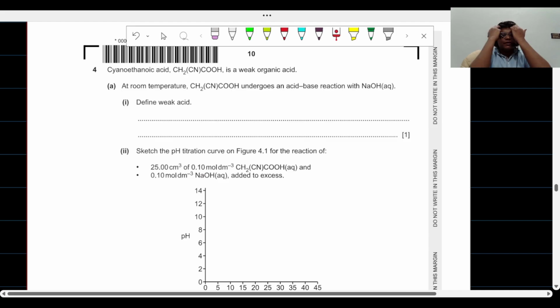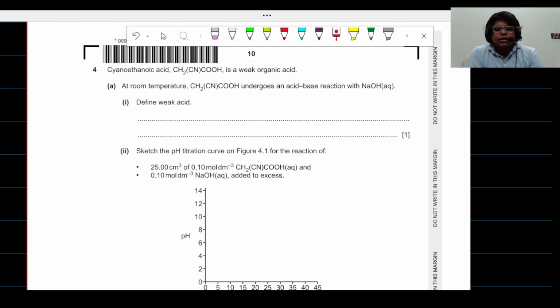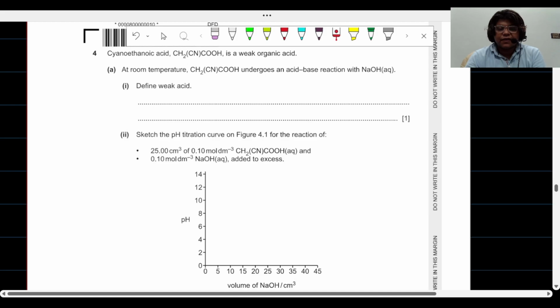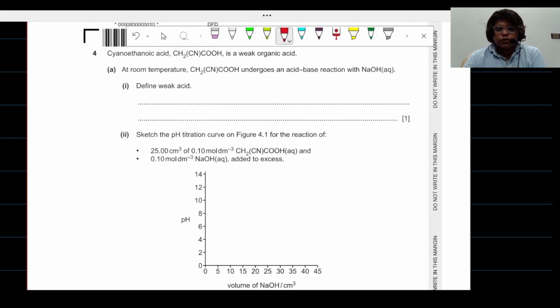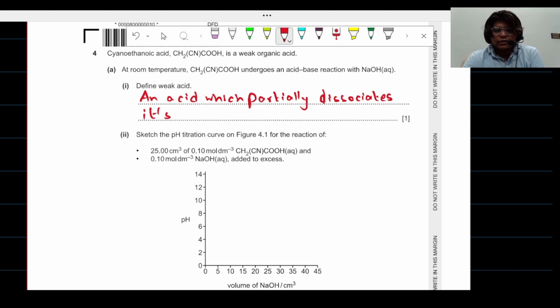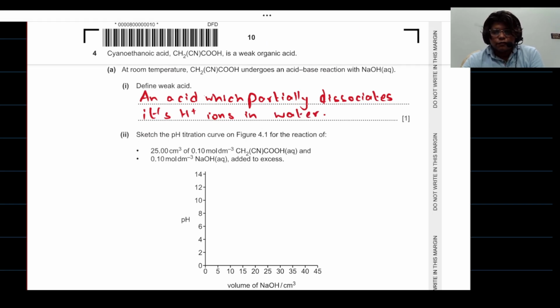So in question 4, it says we have cyanoethanoic acid. It is a weak organic acid at room temperature. Cyanoethanoic acid undergoes an acid base reaction with NaOH. So we need to define what we mean by a weak acid. A weak acid means an acid which partially dissociates its ions, its H plus ions or protons, in water. So this is what we mean by weak acid, right?